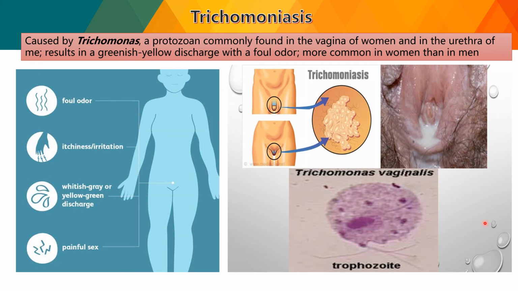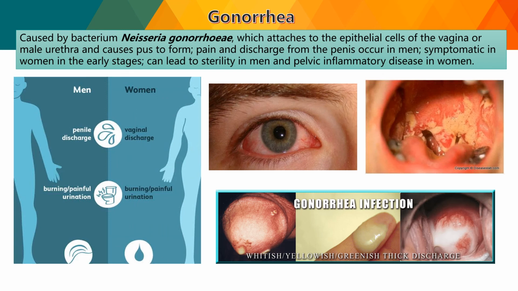So other manifestations would be having a foul odor, itchiness and irritation on that part, whitish gray or yellowish green discharge, and then of course having a painful sex. So next would be gonorrhea.